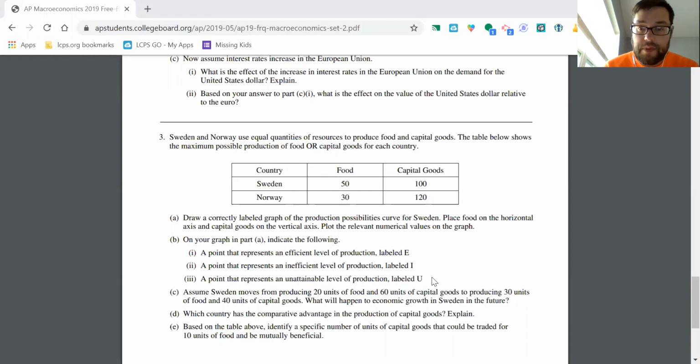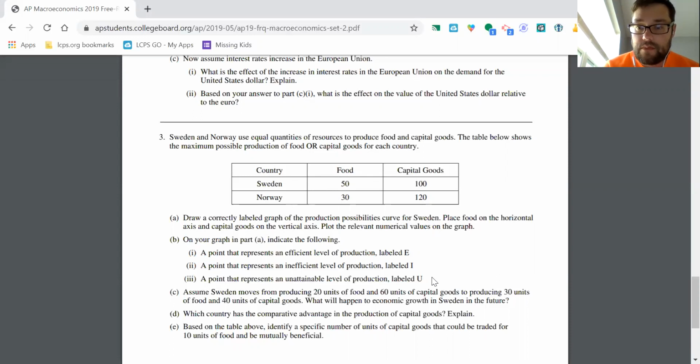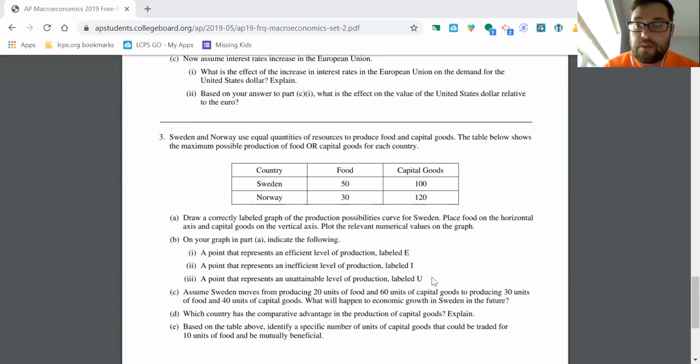So let me erase. All right, so I'm going to just draw a giant PPC here, since it's for parts A and B. They wanted capital goods up here, and our other good, food, down here on the x-axis.